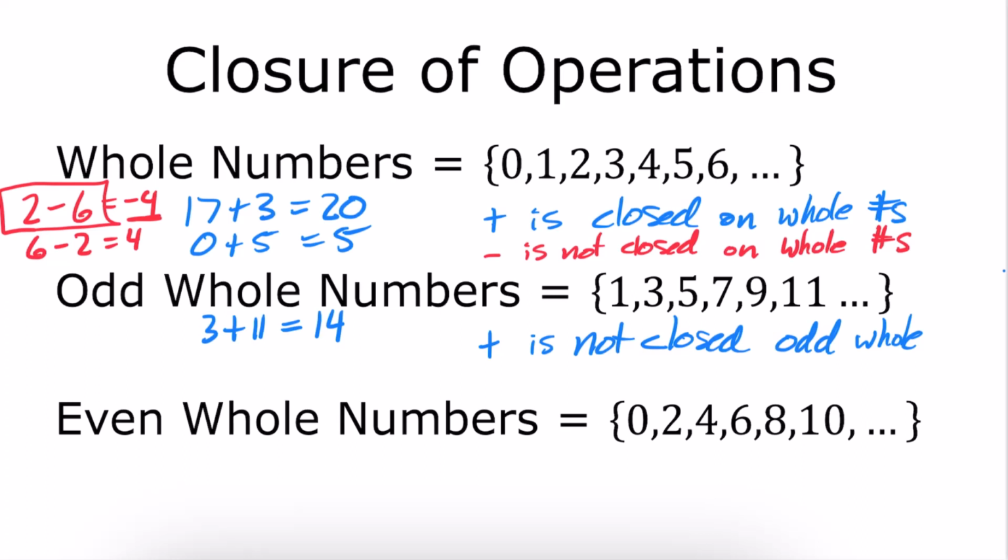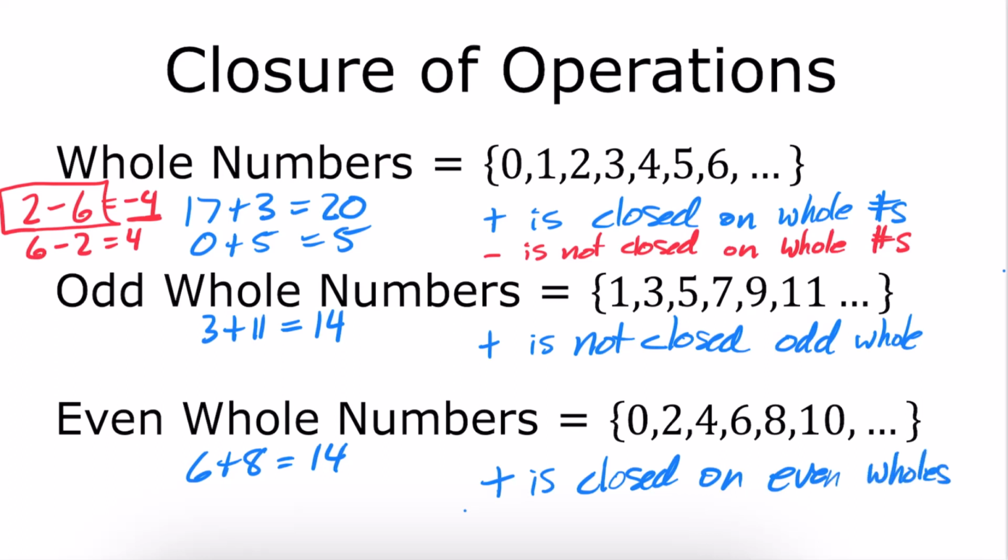However, if I take any two even whole numbers and add them together, I should get another even whole number. Like if I do, let's say, 6 plus 8, that equals 14. It's impossible to come up with any group of two even whole numbers that when you add them together doesn't equal another even whole number. And so that means that addition is closed on the even whole numbers. So this is the idea of closure.